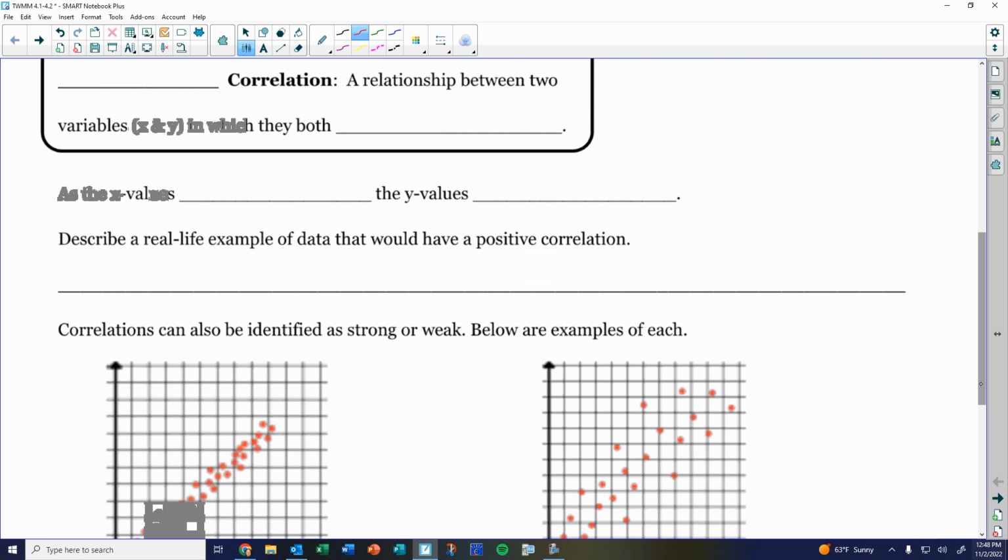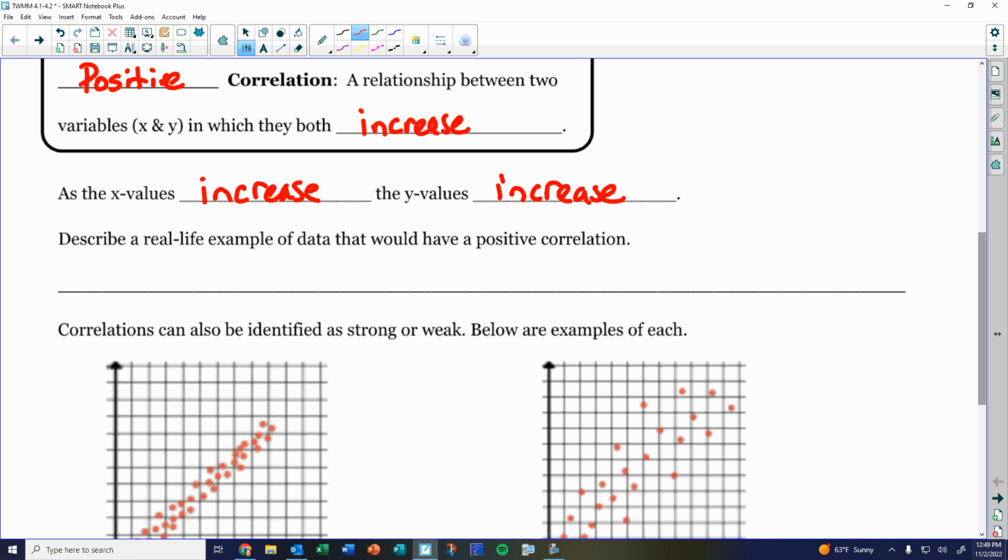Positive correlation. The relationship between two variables in which they both increase. So as the x values increase, the y values increase. So thinking of a real world problem where both increase. Height and weight was one, right? Okay, as height increased, weight increased, and vice versa, right?